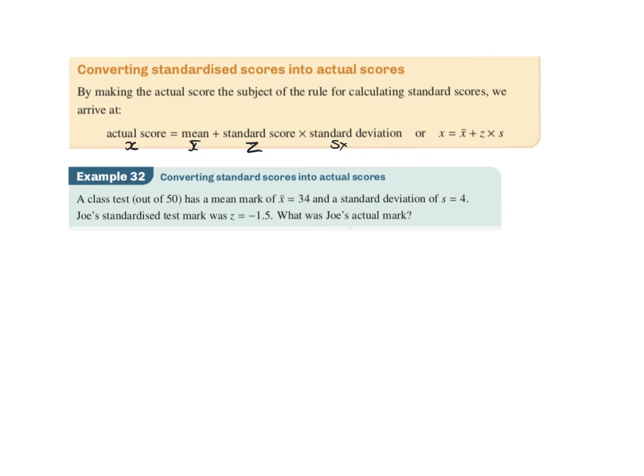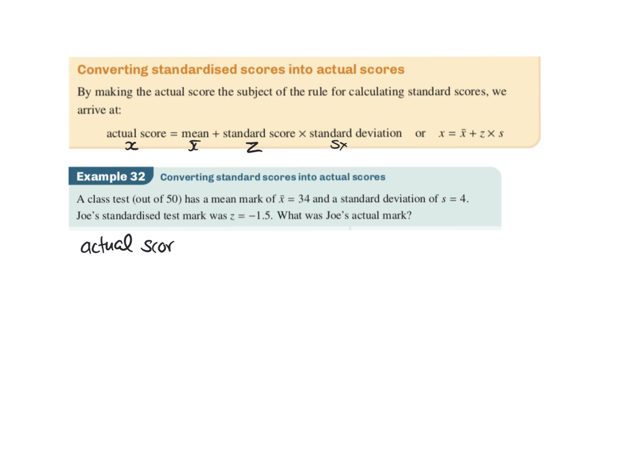So here, a class test out of 50 has a mean of 34 and a standard deviation of 4. Joe's Z-score was negative 1.5. Find Joe's actual score. So I've gone to my notes.